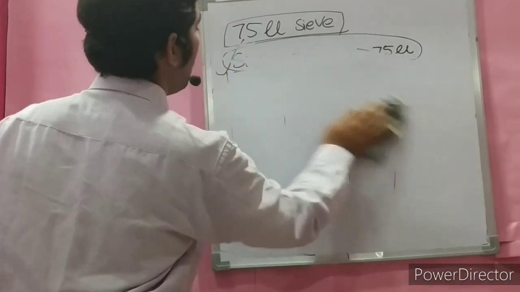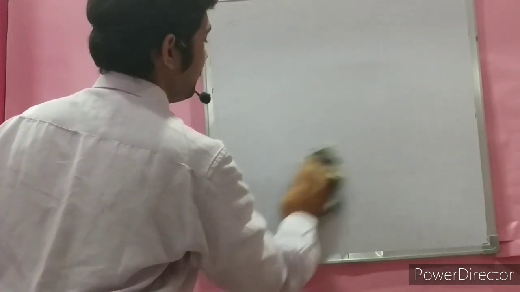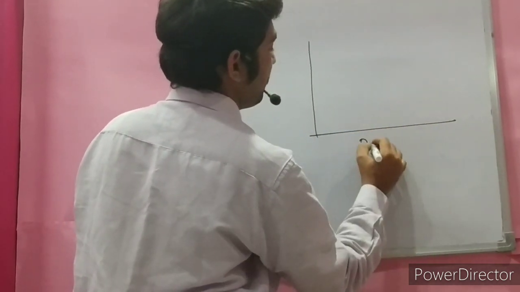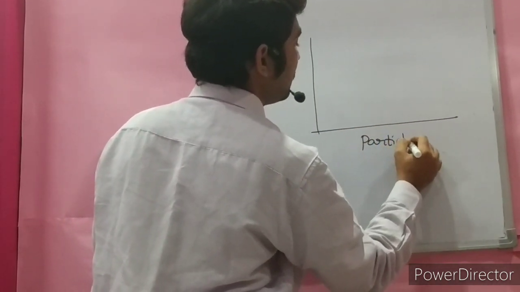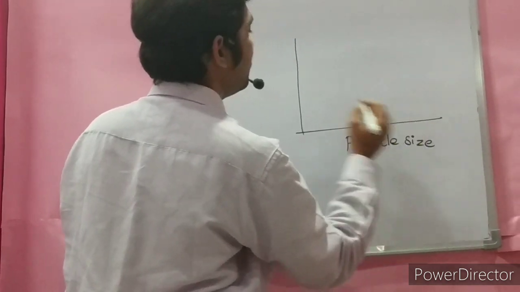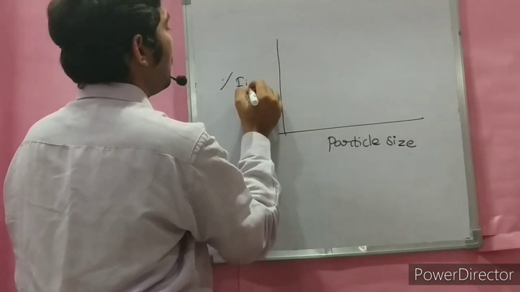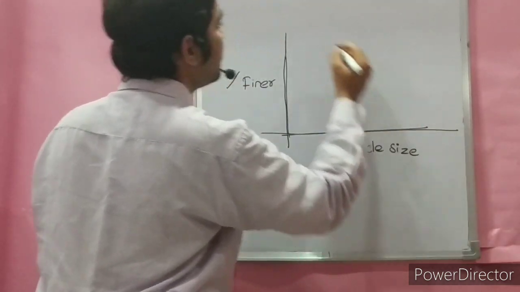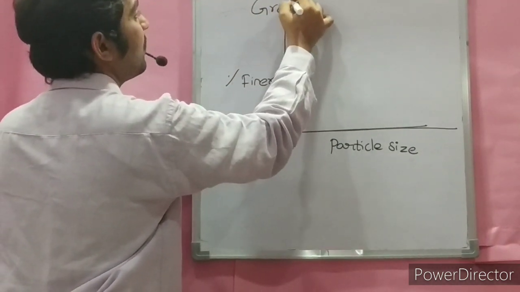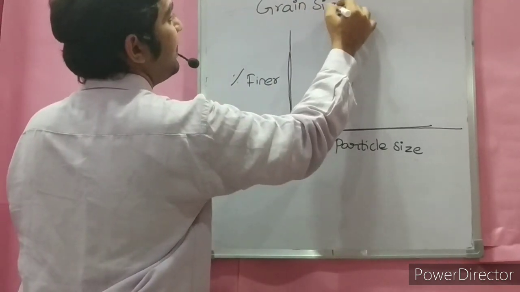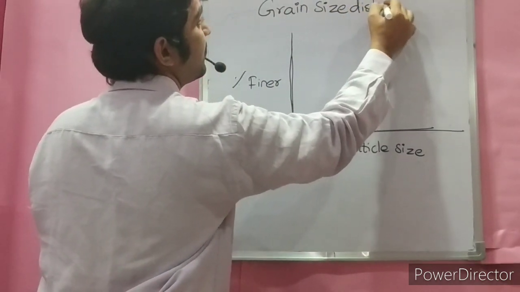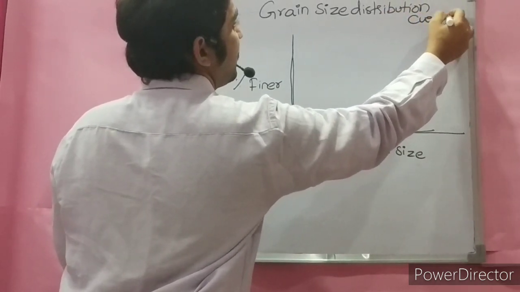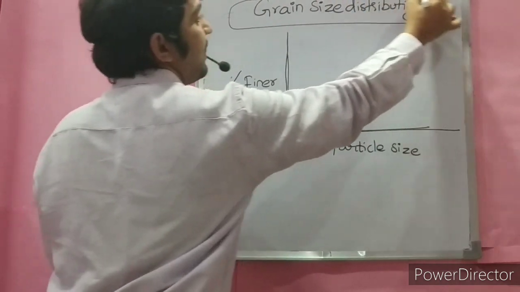We will plot a graph between particle size and percentage finer. This graph is known as the grain size distribution curve. This curve is very important.